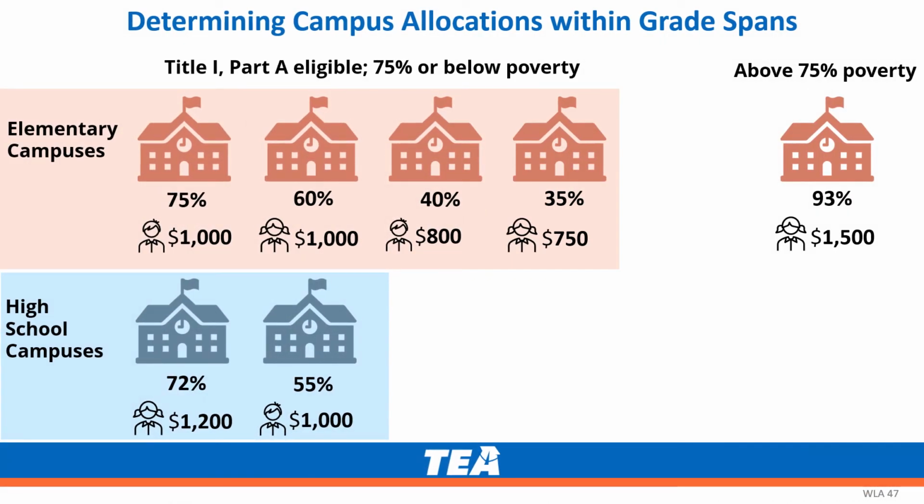Keep in mind that when an LEA allocates Title I funds by grade span, the rule that the LEA must allocate a higher per pupil amount to campuses with higher poverty rates than it allocates to campuses with lower poverty rates would apply within each grade span and not across grade spans. That is the reason that in this example, a high school campus with a lower poverty rate than an elementary campus can be allocated a higher per pupil amount.